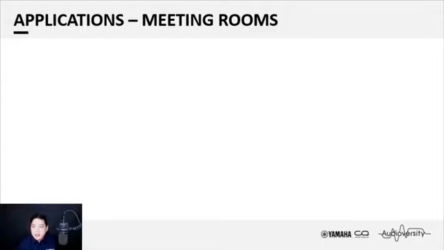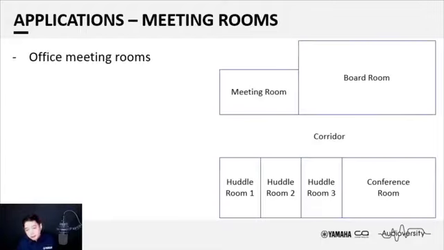Of course, meeting rooms. Okay, finally we're here. So this is a typical layout of a meeting room. You have different types of rooms: meeting rooms, boardrooms, huddle rooms, and whatnot, right? The most important and most critical one, of course, is your boardroom, followed by the other meeting rooms.